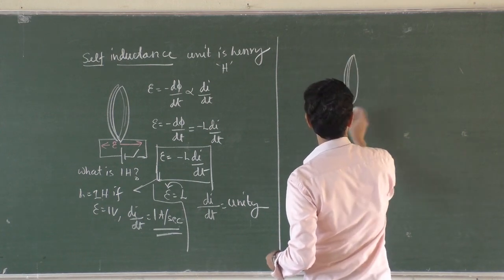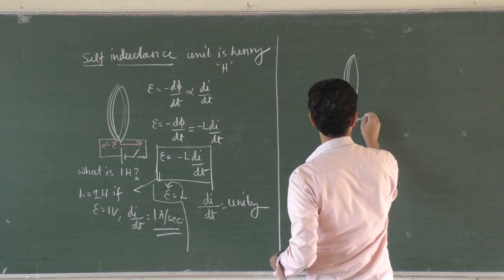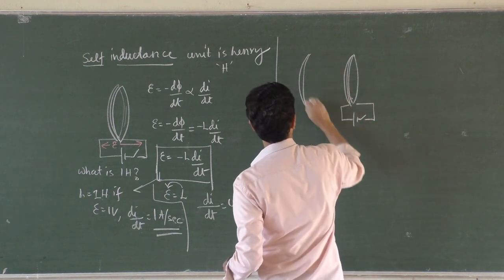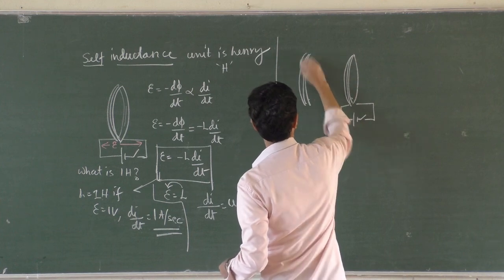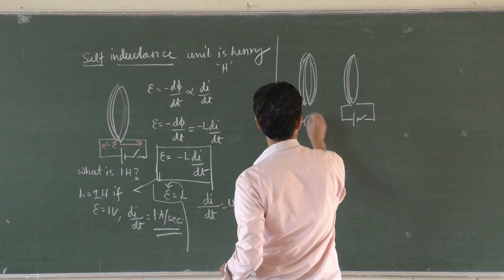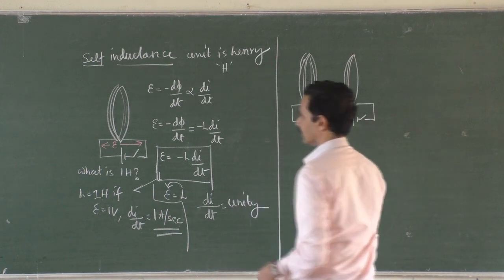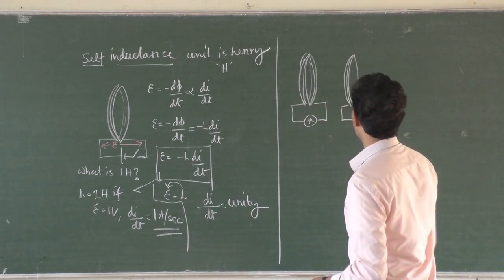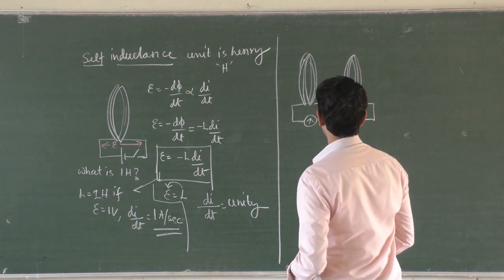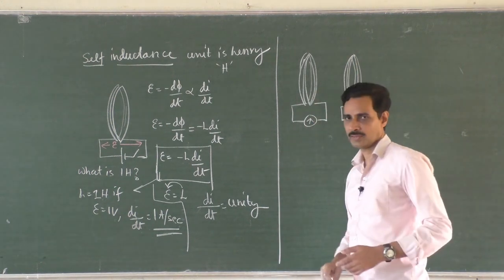So this is the primary coil, over which we change the current by switching on and switching off, or by connecting an AC source, whatever it is. And this is the secondary coil with galvanometer. Now there is a mutual inductance between a pair of coils.